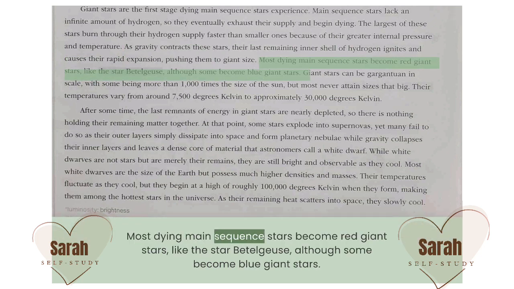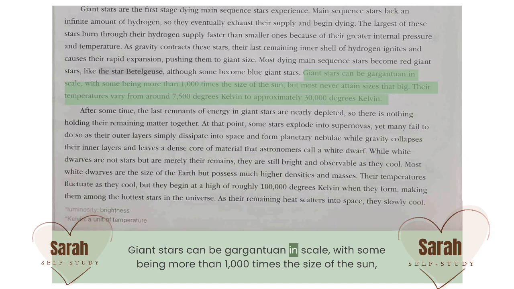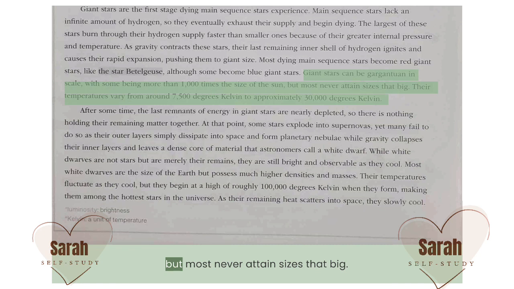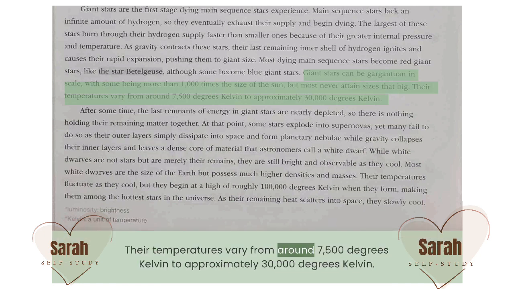Most dying main sequence stars become red giant stars, like the star Betelgeuse, although some become blue giant stars. Giant stars can be gargantuan in scale, with some being more than 1,000 times the size of the Sun, but most never attain sizes that big. Their temperatures vary from around 7,500 Kelvin to approximately 30,000 Kelvin.